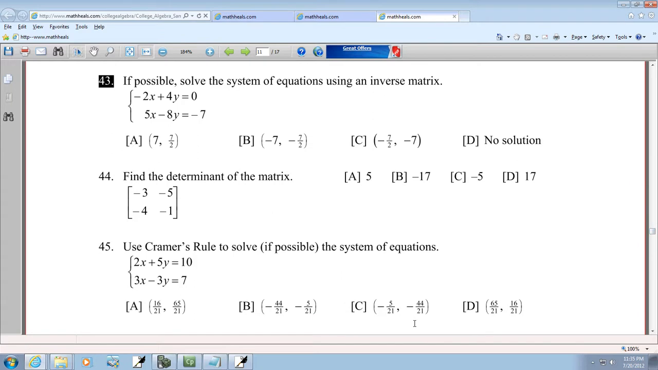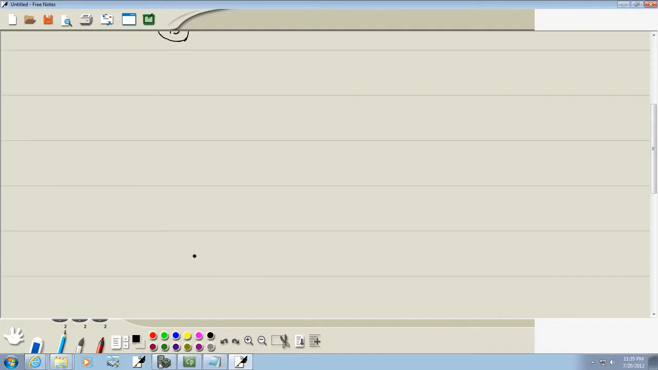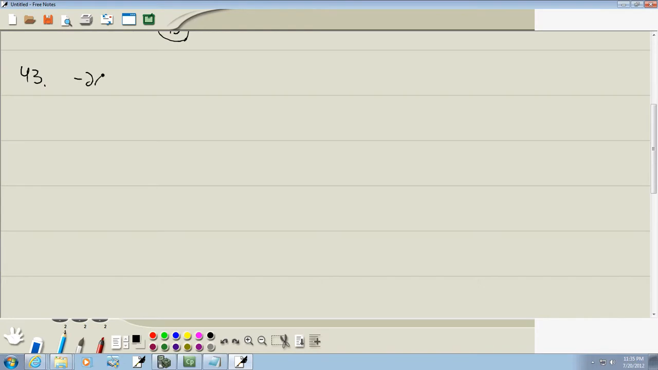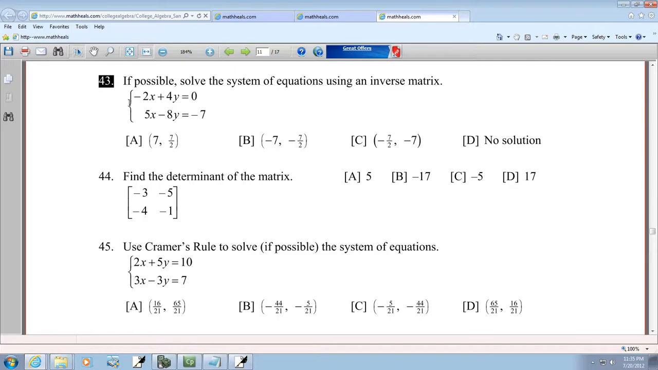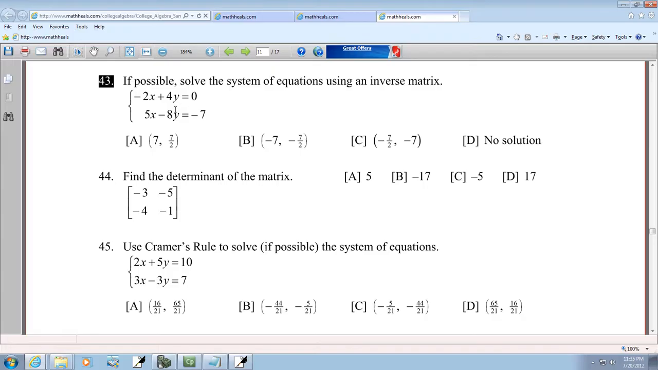Okay, now let's take a look at it by hand. So we got negative 2x plus 4y equals 0, and 5x minus 8y is equal to negative 7.